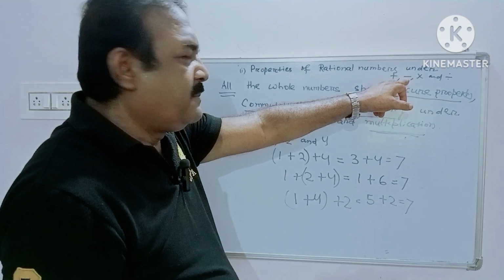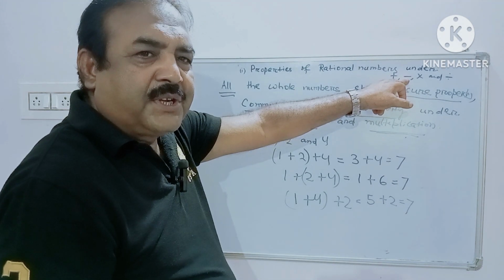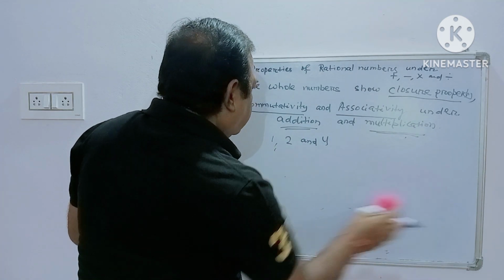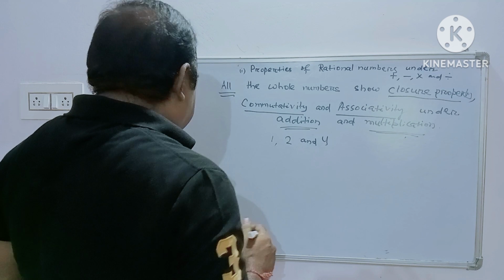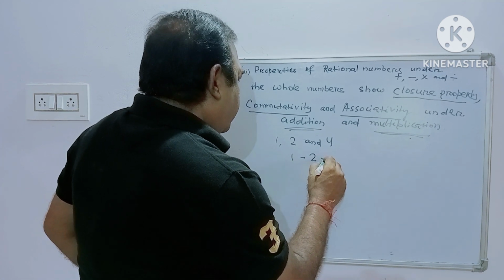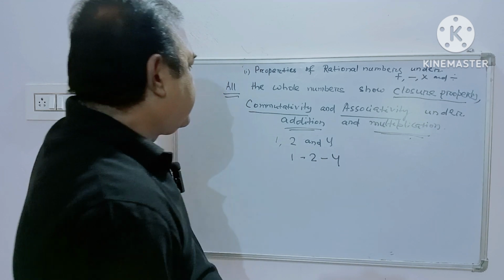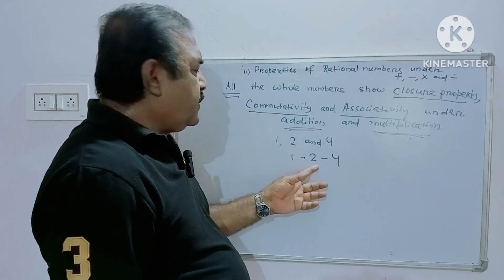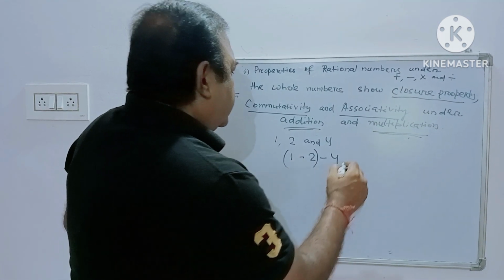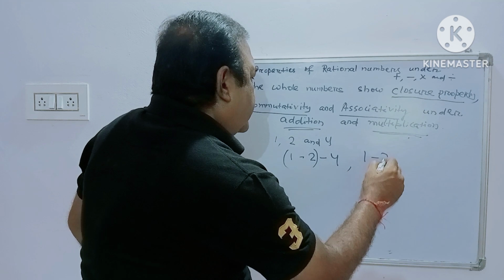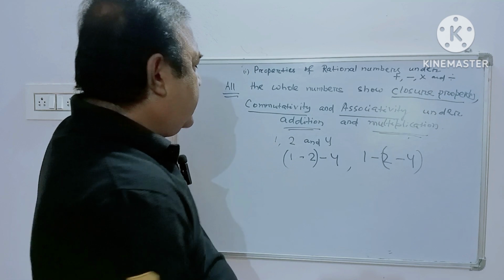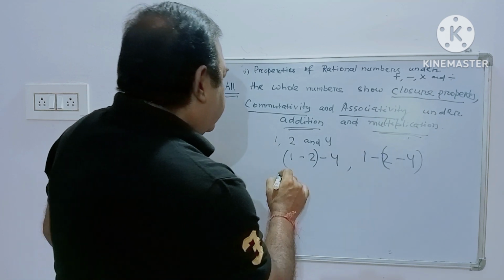We will come to subtraction. Okay, it will not hold good. How? You see, 1 minus 2 minus 4. 1 minus 2 minus 4. You create the bracket here. Then we will test 1 minus 2 minus 4. In both the cases, we will simplify it.